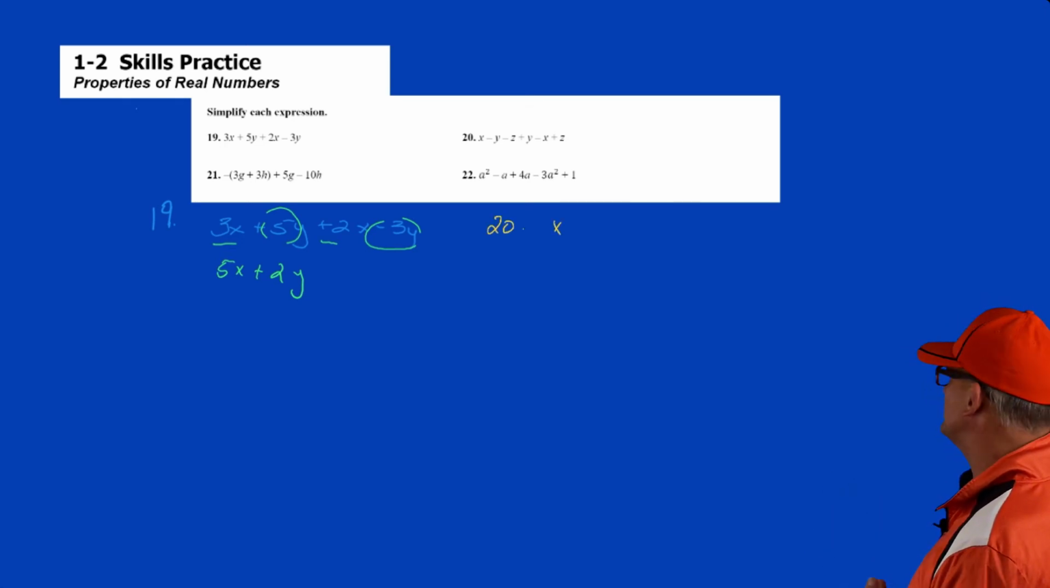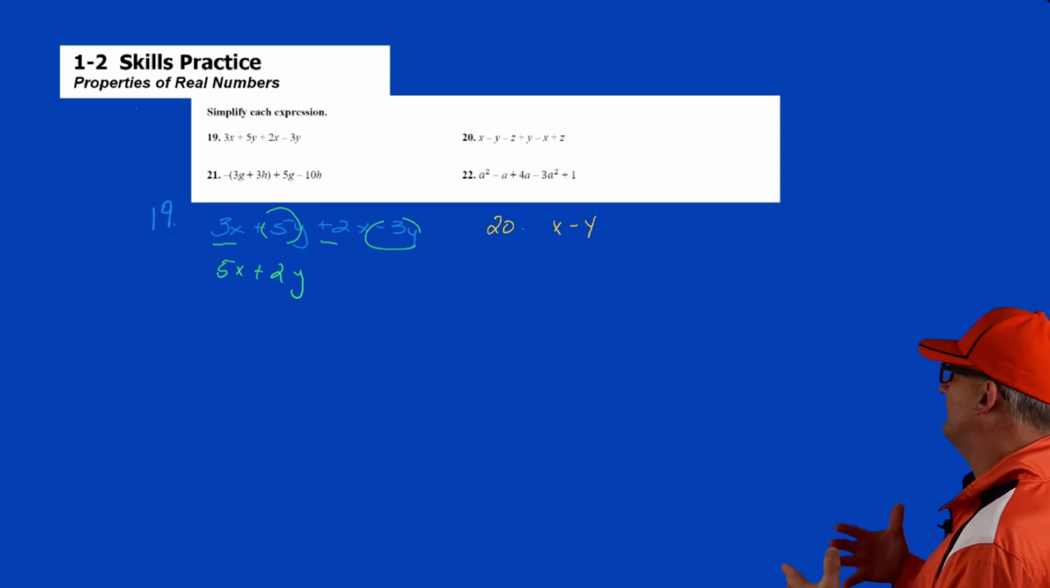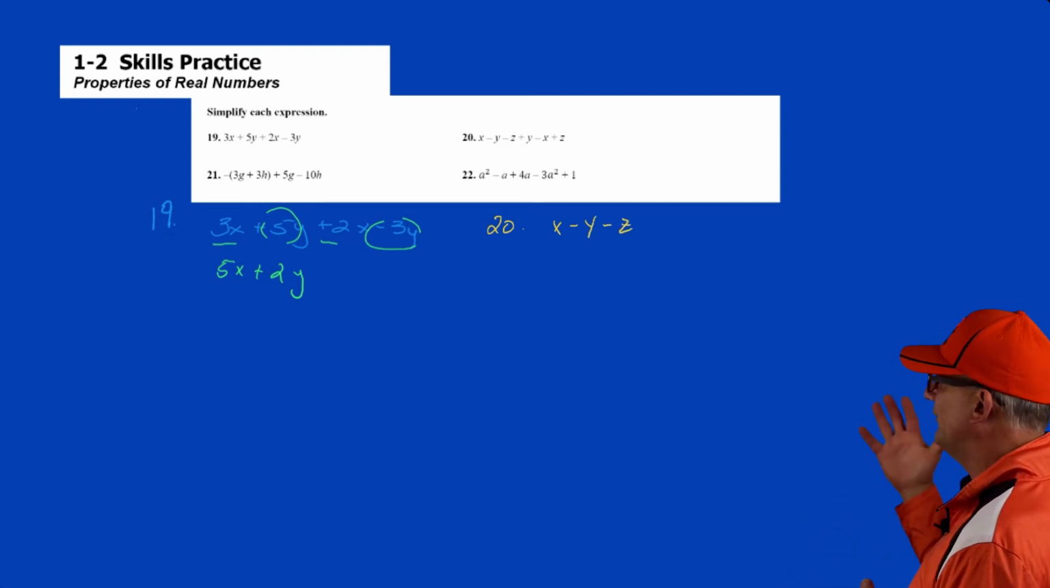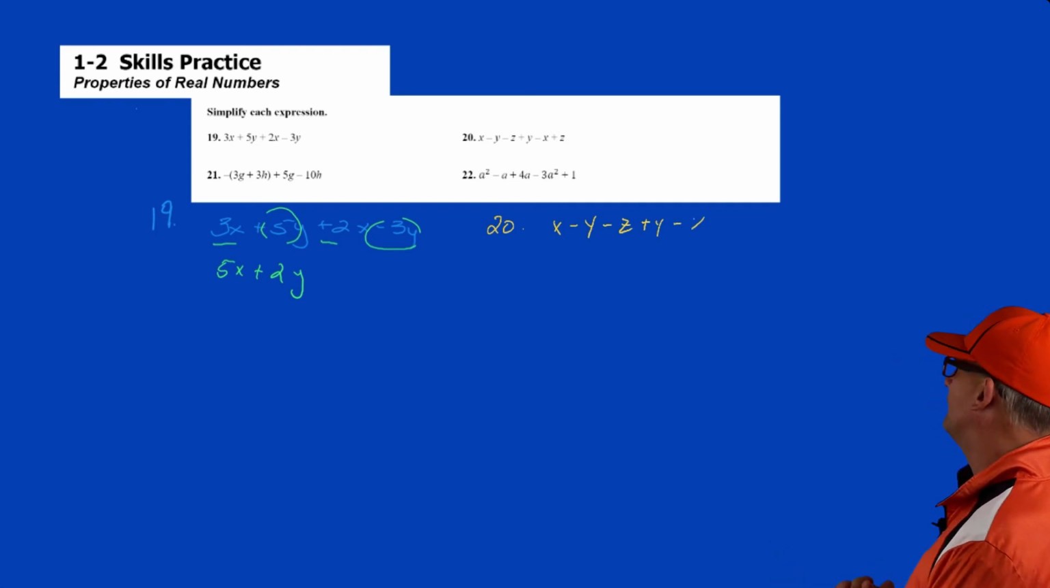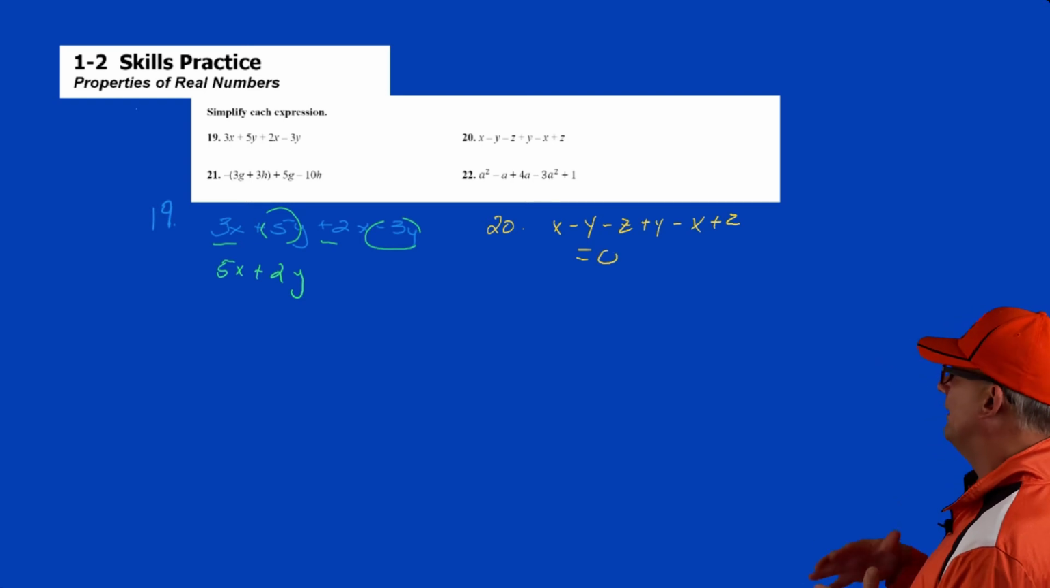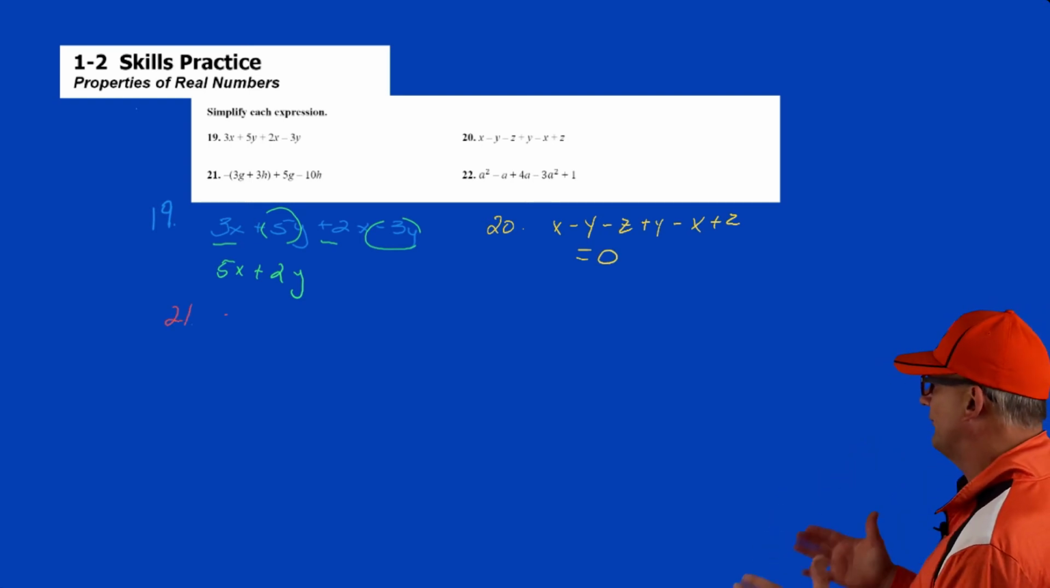Looking at number 20, same thing. You can only add the x's, the y's, and the z's, and in this particular case, each one has an opposite sign from one another, and you will get 0. Not 1, not 1y, some kids say that. 0.